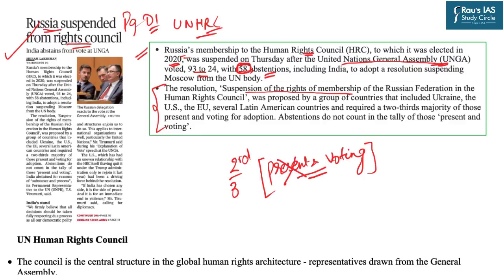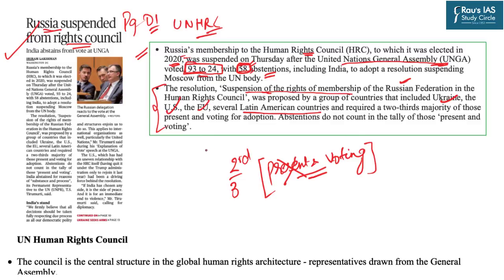So leaving behind the 58 members, only this number of countries participated, and of these, 93 members voted to suspend the Russian membership. And this resolution to suspend the rights of membership of the Russian Federation in the Human Rights Council was proposed by countries like Ukraine, the US, the European Union, and certain Latin American countries.